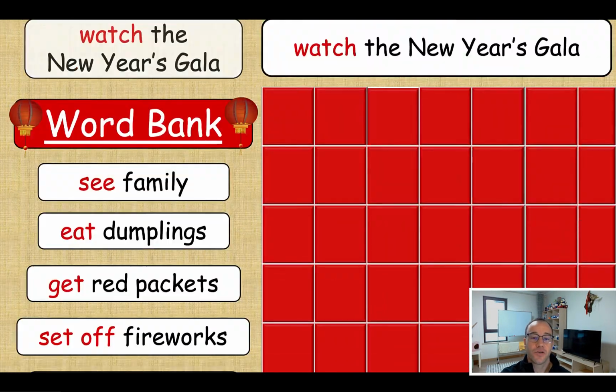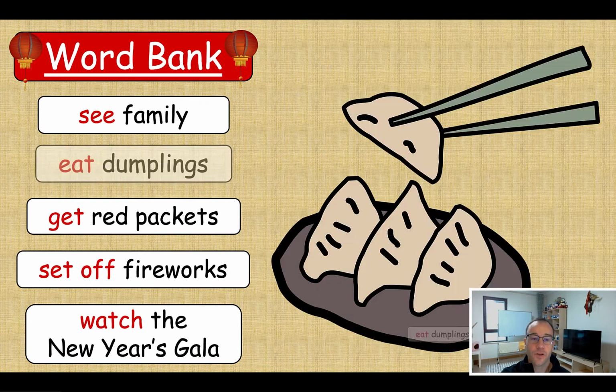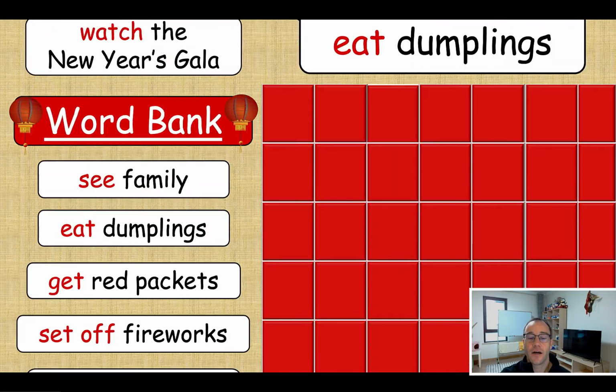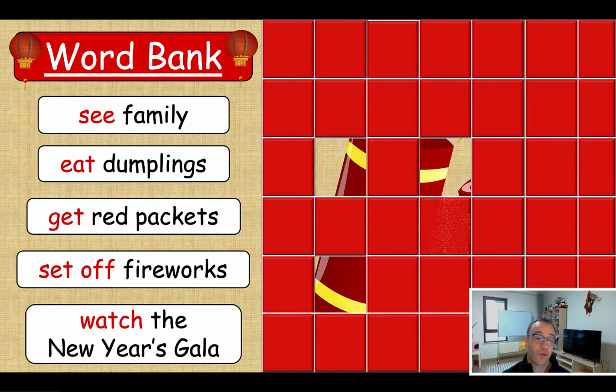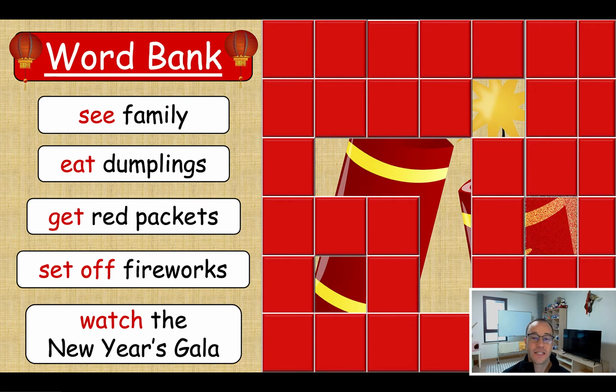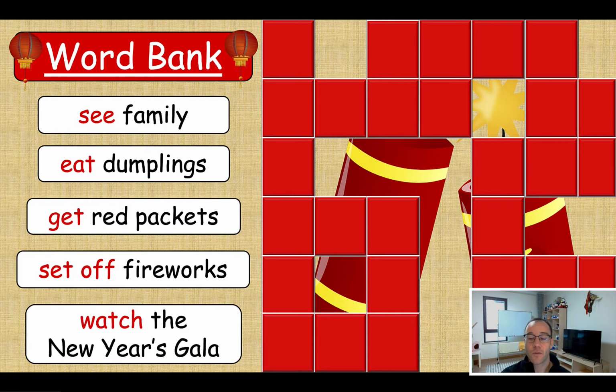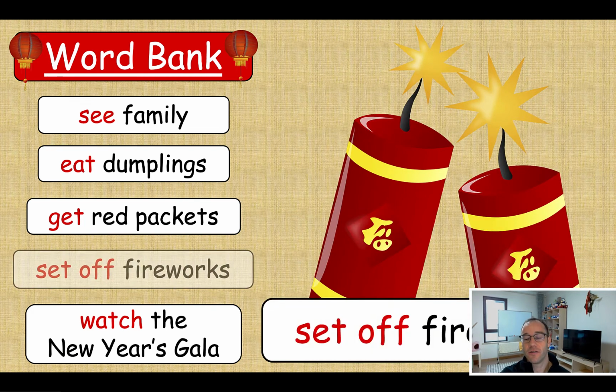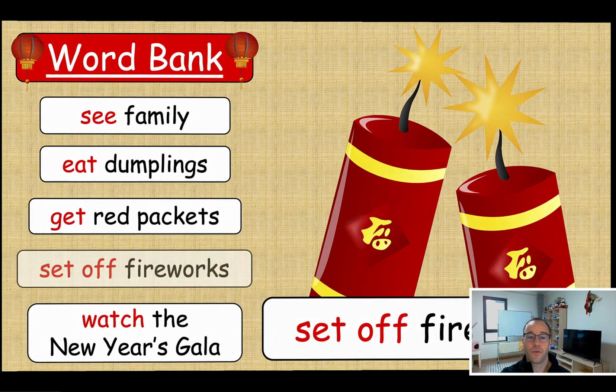Okay, so each word will be shown one time. You can even rearrange them or double them up to trick them, so they think, okay, only set off fireworks is left, so it must be set off fireworks. You can do doubles and stuff if you want.